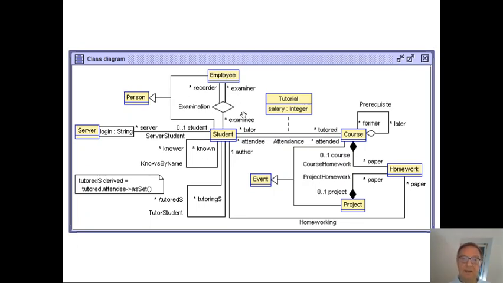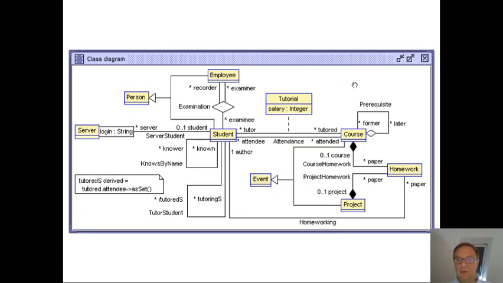So the ternary association is in between here. The aggregation that we see over here, the white diamond, is on the class course, and the role names that we see are former and later, and the name of the association is called prerequisite. So let's look at the details.